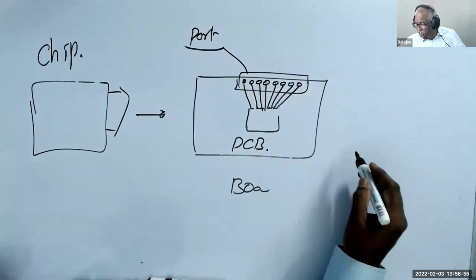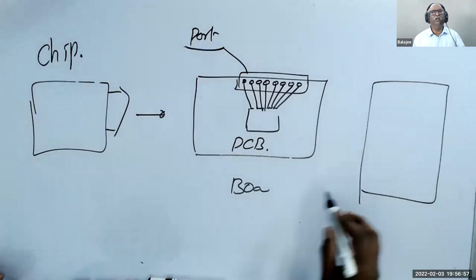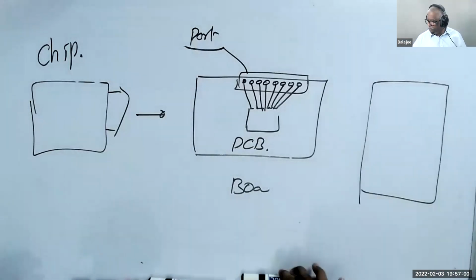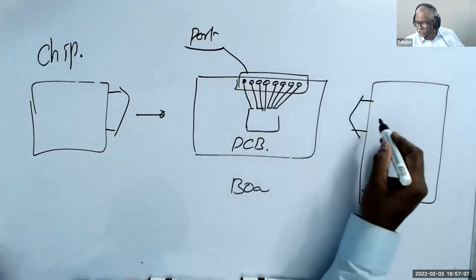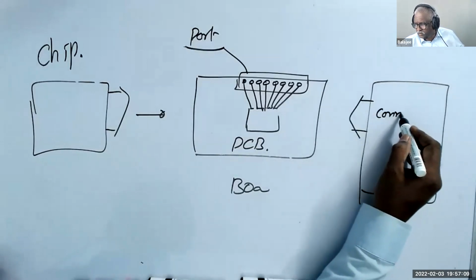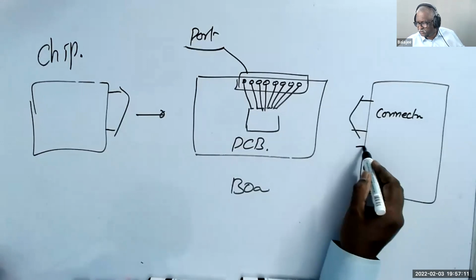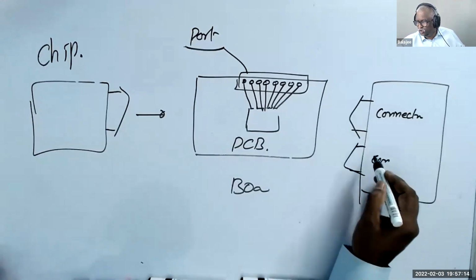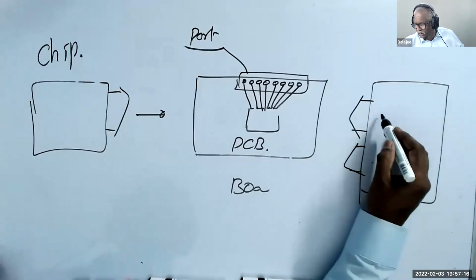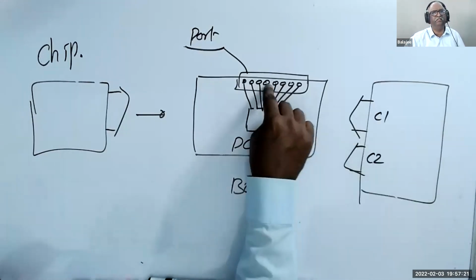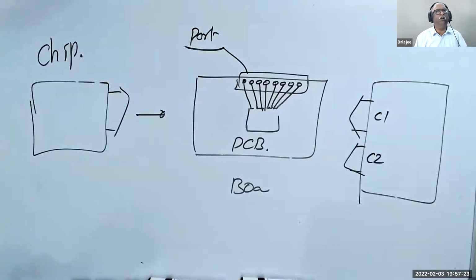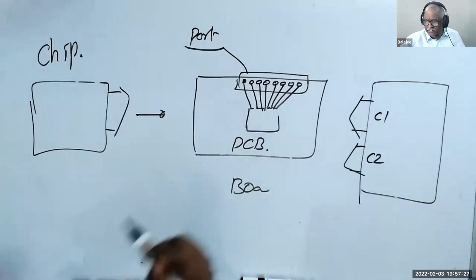Now they will show the diagram. They will show a diagram mentioning which port is connected to which connector. So you have connectors called, let us say, C1, C2, like that. Each connector has 8 pins, and each is a port. Let us say this is port F.